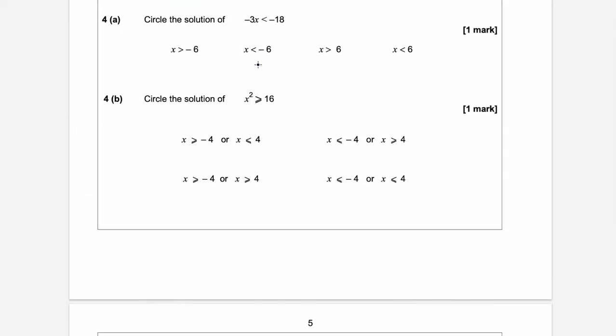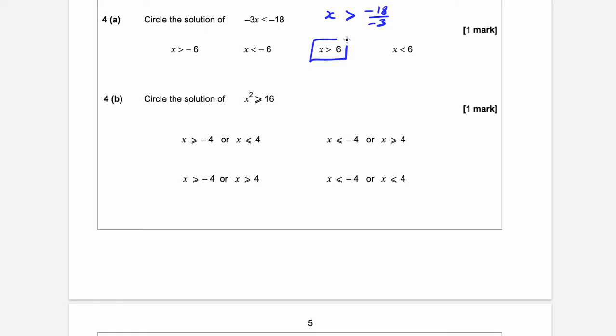Question 4. Circle the solution of this. Okay, so what I can do, guys, is divide both sides by negative 3, but then you have to change the sign. So x is greater than negative 18 over negative 3. Because you divide by a negative number, you have to change the direction of the inequality. Minus 18 over minus 3 is positive 6. So we're left with this one.